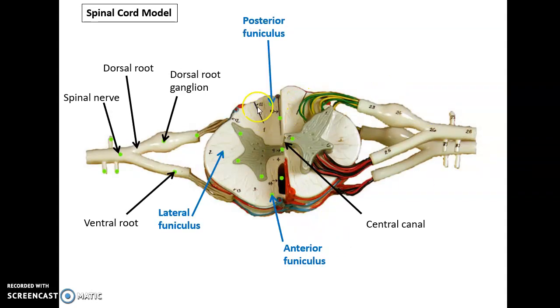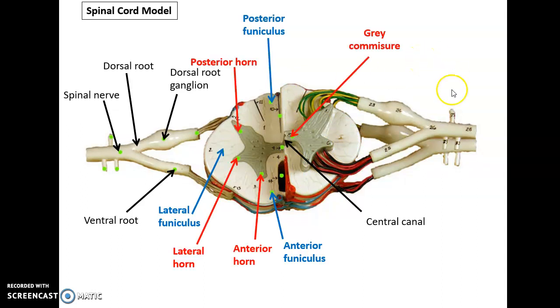This portion of white matter is called the posterior funiculus. Here is the lateral funiculus, and here is the anterior funiculus. So anterior funiculus, lateral funiculus, posterior funiculus. The gray matter gets broken down into the posterior horn, the lateral horn, and the anterior horn. And then this bar of gray matter that crosses and connects the right and left sides, that's called the gray commissure. So gray commissure, posterior horn, lateral horn, anterior horn.